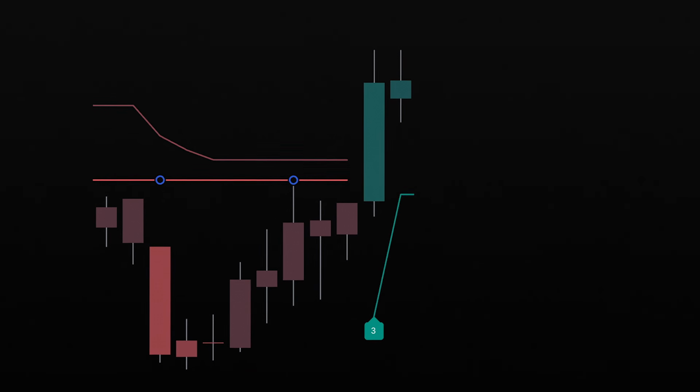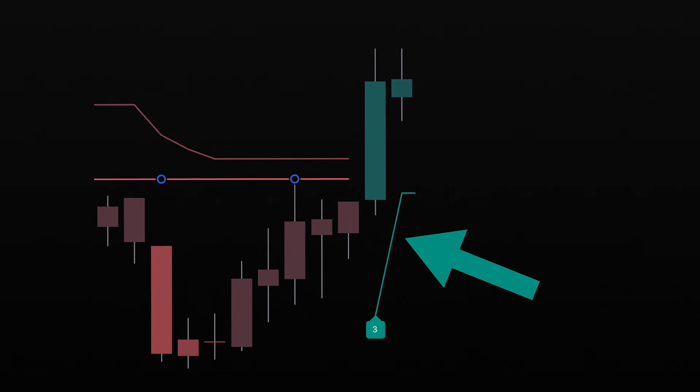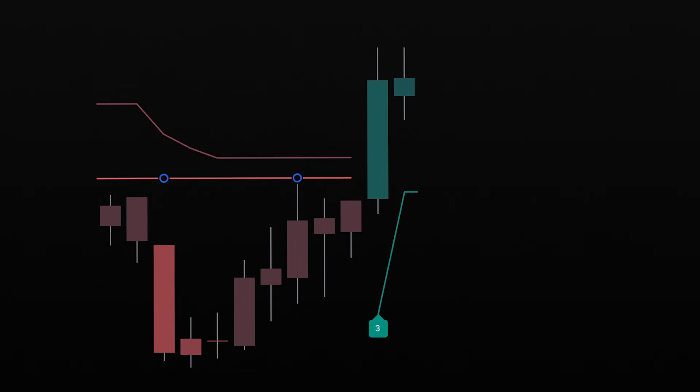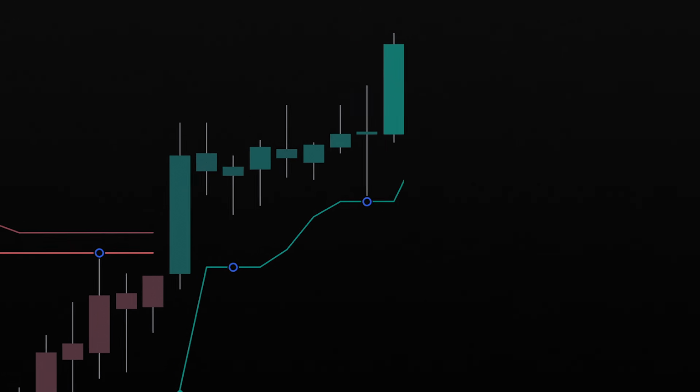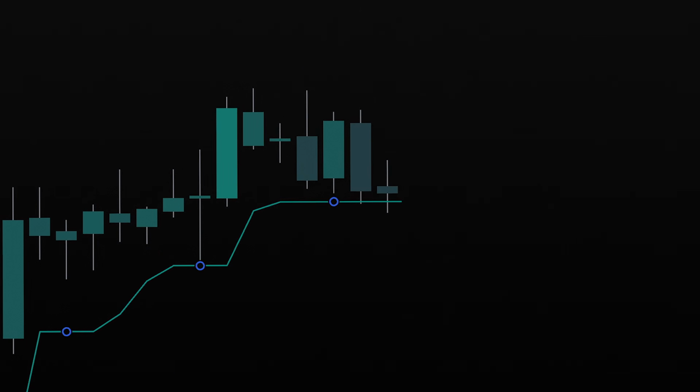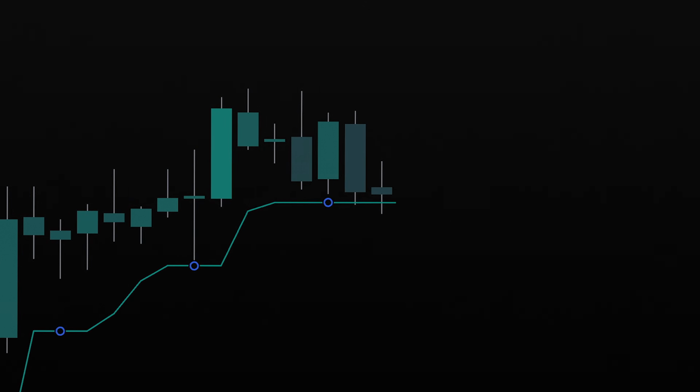You'll also notice that when these labels appear, a line appears alongside this signal. This line acts as a dynamic stop-loss level, always trailing behind the price in the direction of the signal, and can be used as a stop-loss when we first enter our positions.